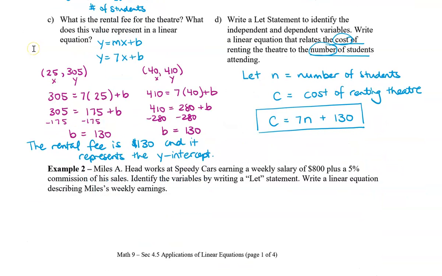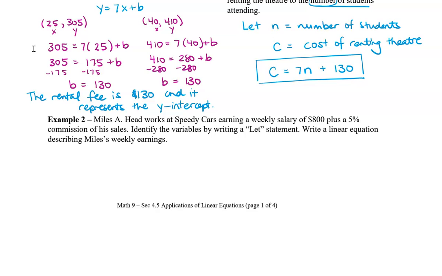Okay, let's take a look at another one. Example 2: Miles Ahead works at Speedy Cars, earning a weekly salary of $800 plus a 5% commission of his sales. Identify the variables writing a let statement. Write a linear equation describing Miles's weekly earnings. So we already know that we want to write something that describes Miles's earnings. So our first part, we're going to let E equal his earnings.